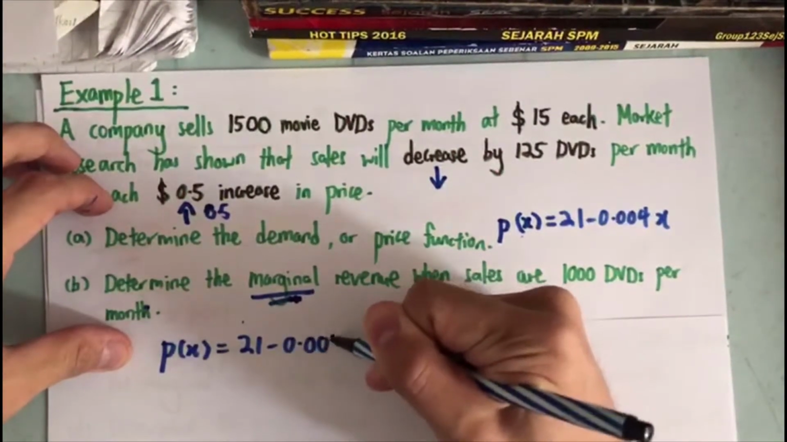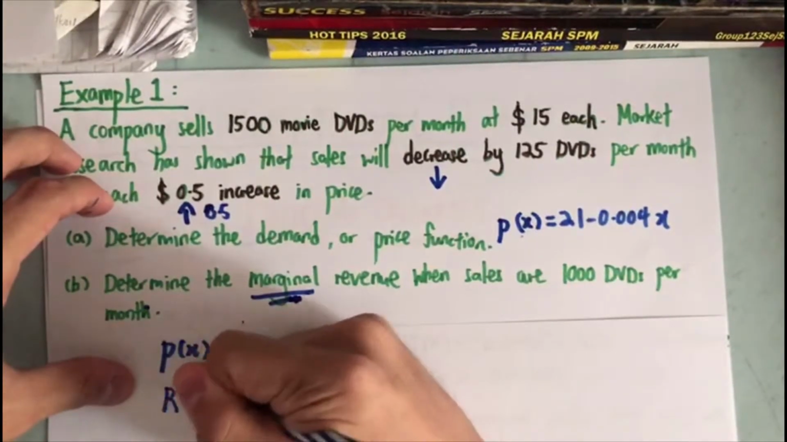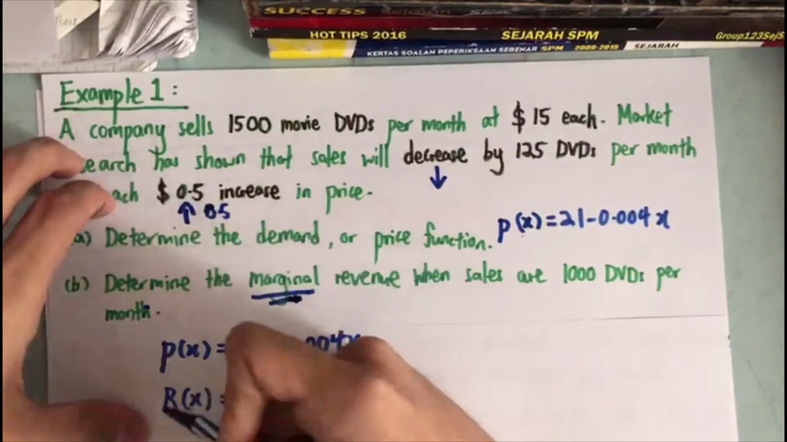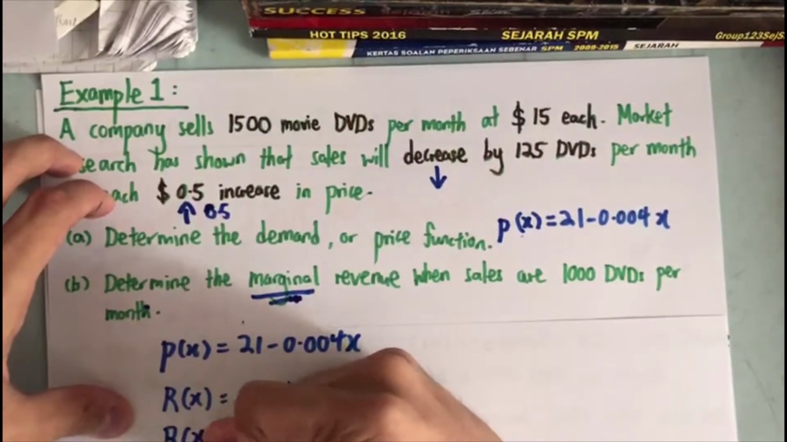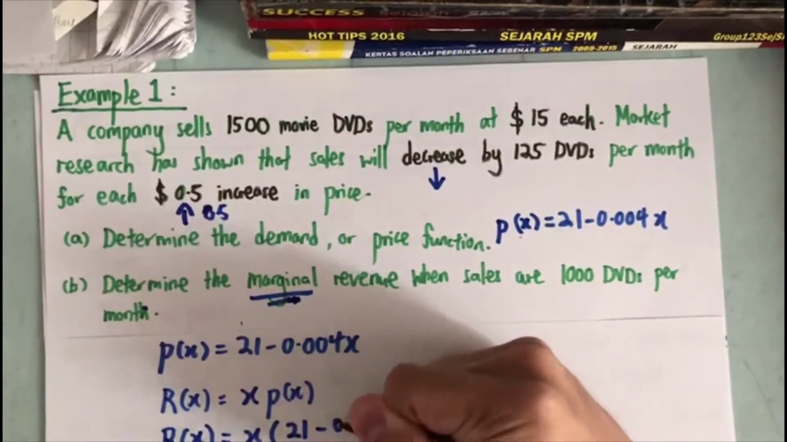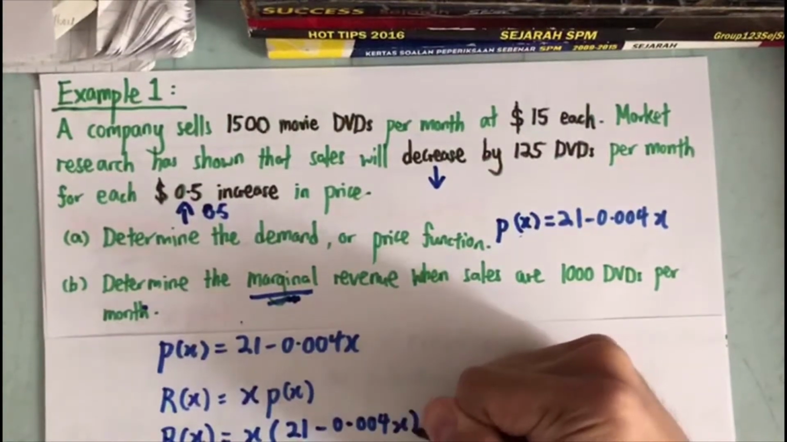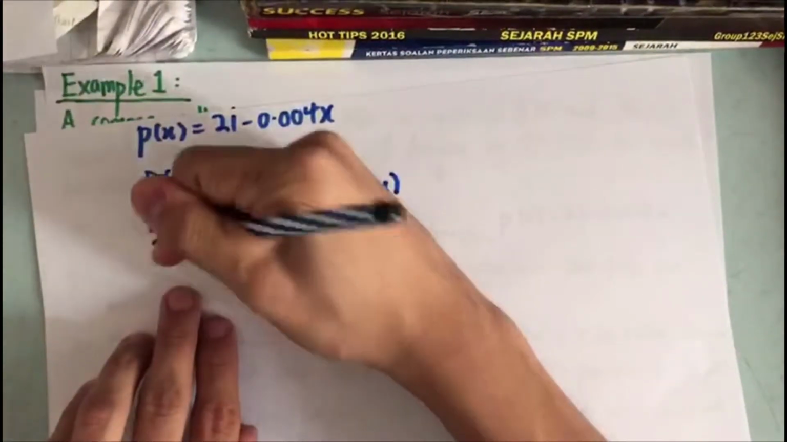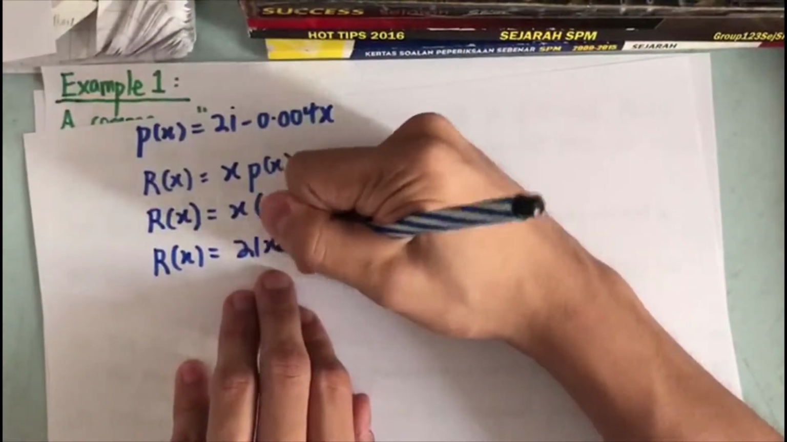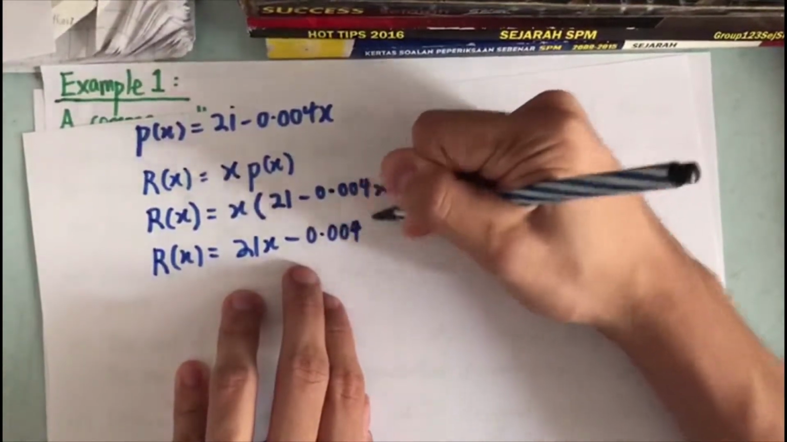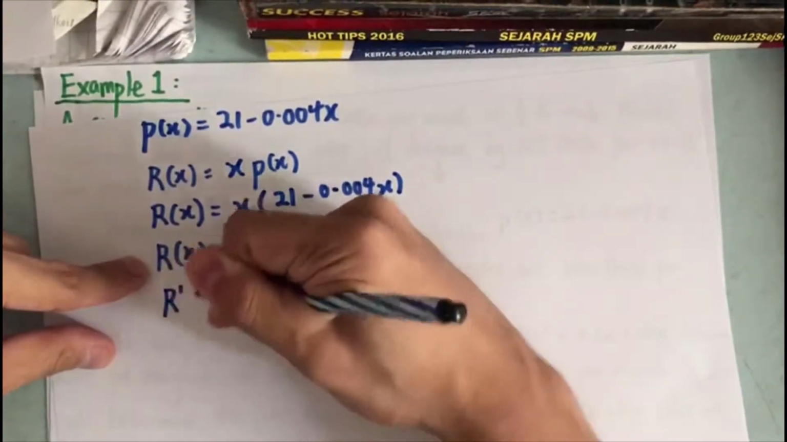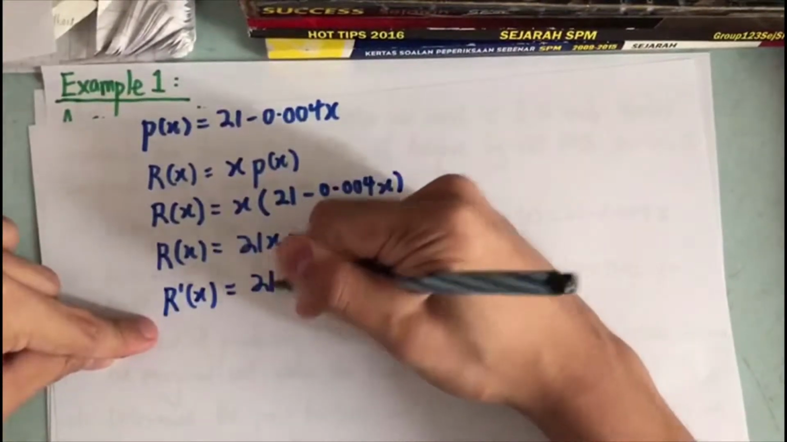We know the price function, and you know that revenue is equal to the number of units sold times the price function. Therefore, R(x) will be equal to x and then the price function substituted. Then you just have to expand it, distribute it, 21x minus 0.004x squared. Okay, now it says find the marginal revenue. Therefore, R prime of x, find the derivative, 21 minus 0.008x.